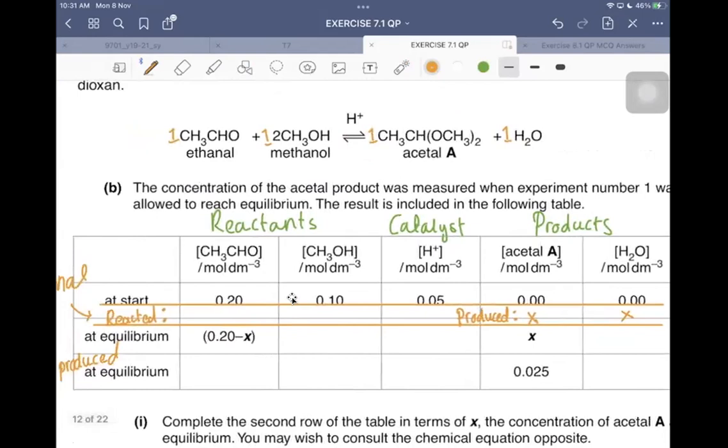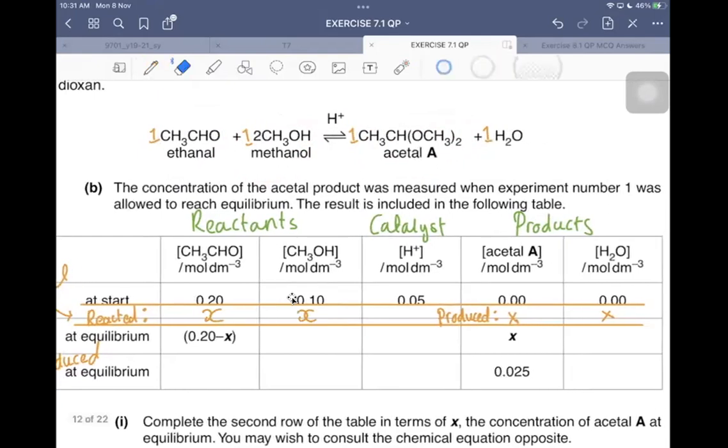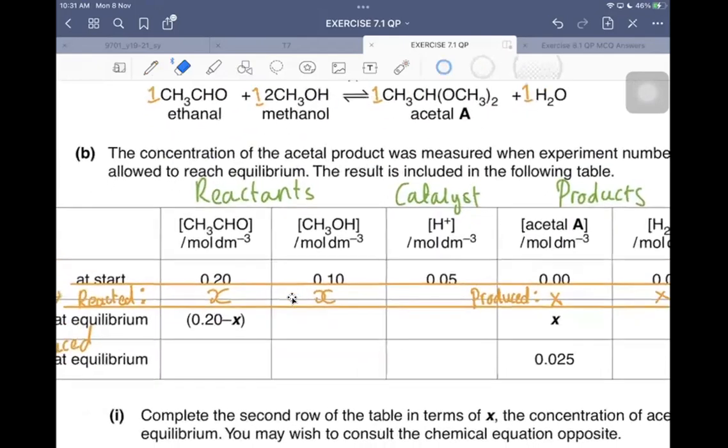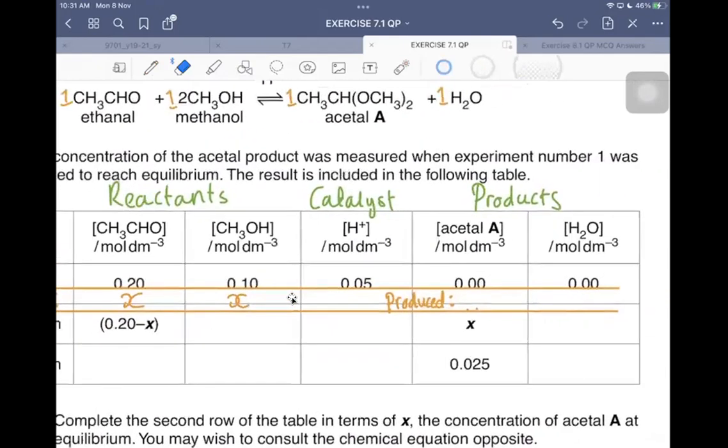And then if I have produced 1 mole of acetal A, because the ratio is 1 to 1, if I have produced X mole of acetal A, X mole of methanol would have reacted, and X mole of ethanol would have reacted as well, because they are all 1 to 1. So nicely, the concentration of your reactants reacted would be X as well. I'm just going to change my X because it looks like a cross.